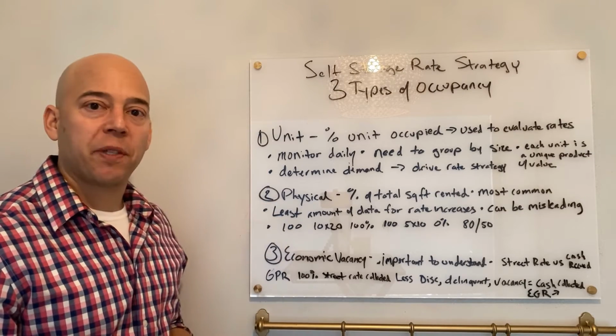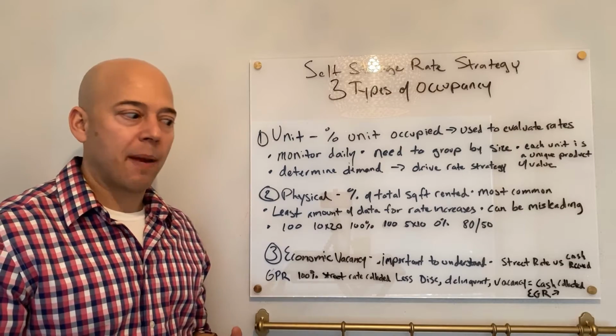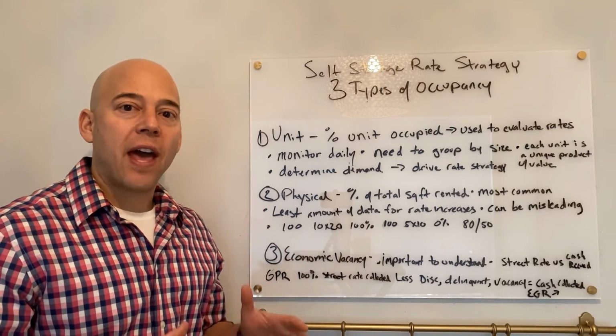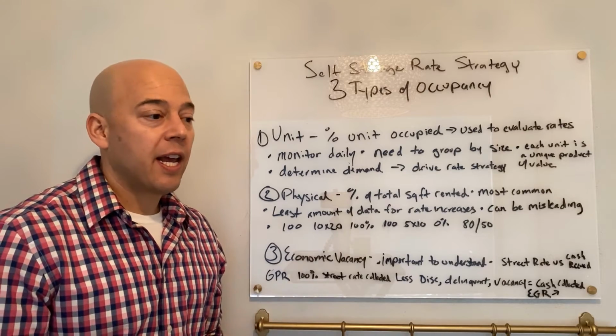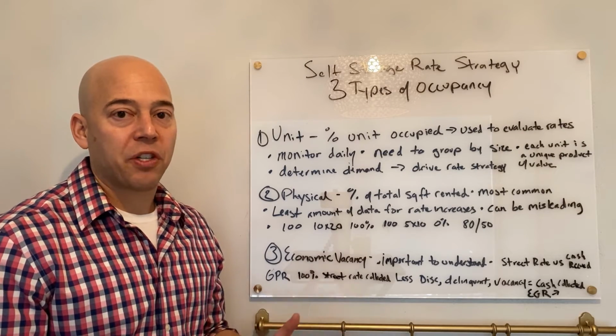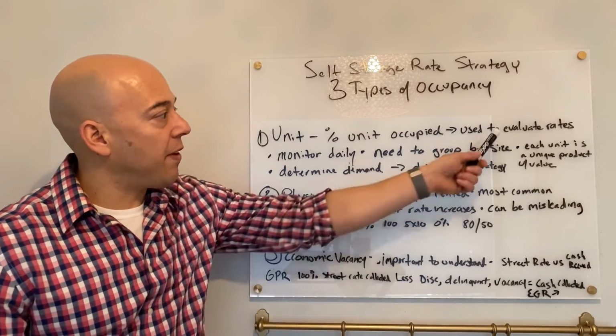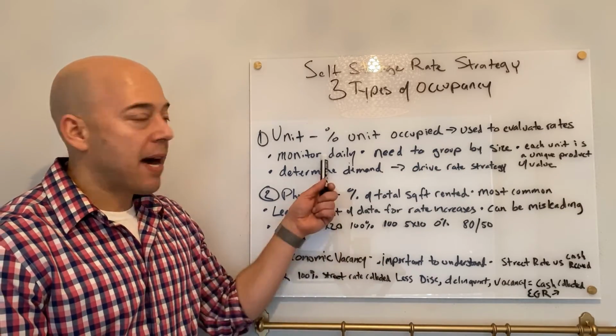The first type of occupancy you need to understand is the unit type occupancy. It's a really simple concept. It's simply the percentage of units that are occupied. If you have 100 units and 90 are occupied, then you have a 90% unit occupancy. Unit occupancy is used to evaluate rates, and you need to monitor them daily.